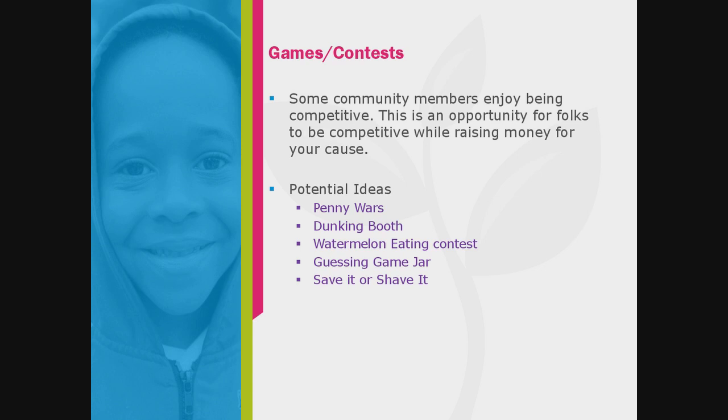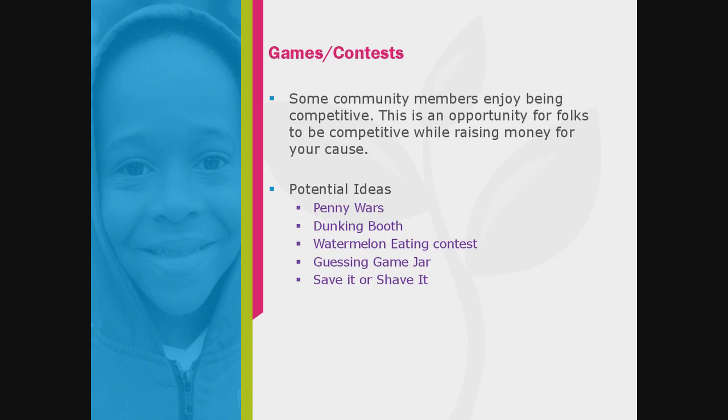Watermelon eating contest. You could have a guessing game jar where you put items in a jar and people pay to be able to guess the number of items in that. And then whoever guesses the correct number of items or is the closest to that number wins what's in the jar. I thought the last one was kind of fun.